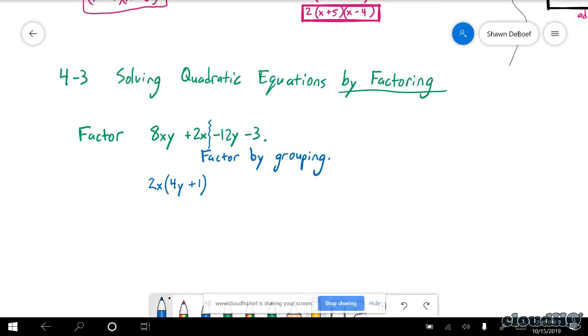Then do the same thing out of the other group. So then I have negative 12y minus 3. I want to see what they have in common, and I don't want a leading coefficient that's negative. And I do have a negative leading coefficient in this case. So not only will I factor out a 3, I'm going to factor out a negative 3. So I don't want the negative to be a part of it. So divide out negative 3 from each of these. So negative 12y divided by negative 3 is positive 4y. And then negative 3 divided by negative 3 is positive 1.